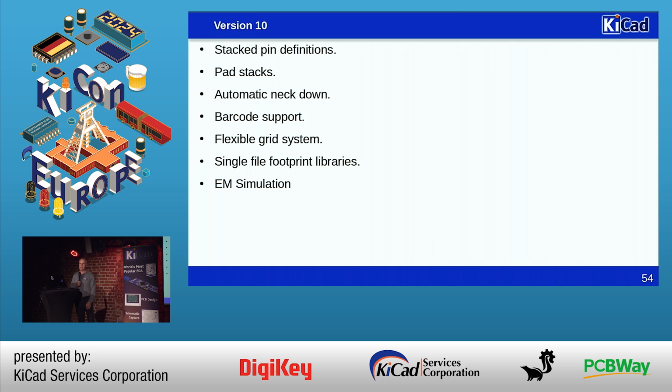Automatic neck down, for people doing high density BGAs. This is something we know we need to work on. I know that's on the docket, but that didn't make it into 9.